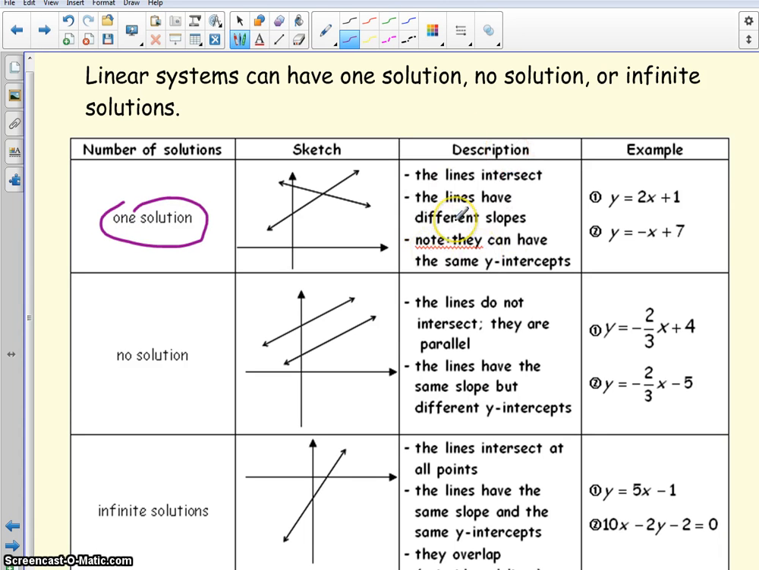For this to happen, all you need is two lines that have different slopes. The y-intercepts could be the same, so there could be something else that's the same on them, but as long as they have different slopes, they'll intersect once somewhere on the Cartesian plane.